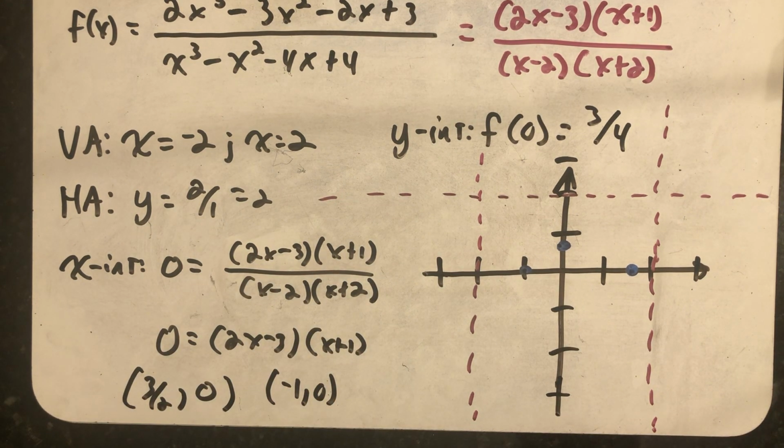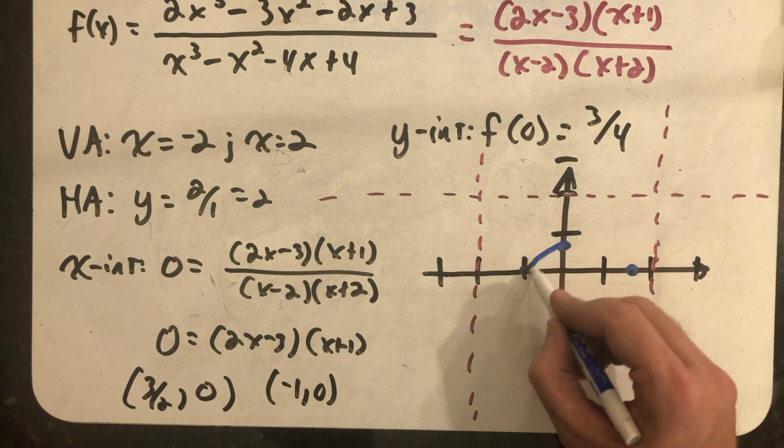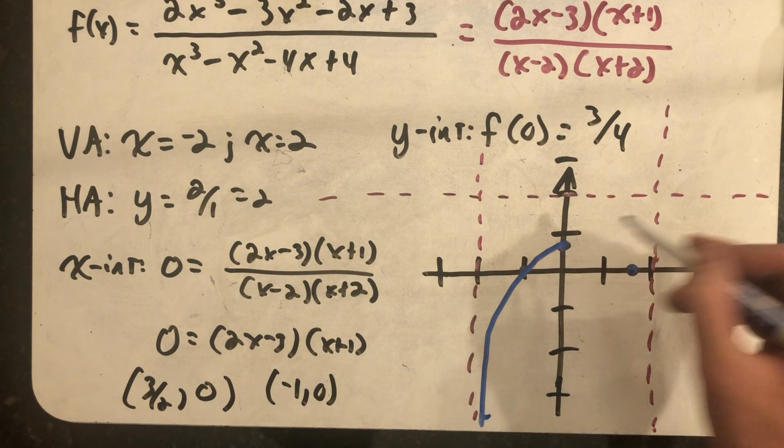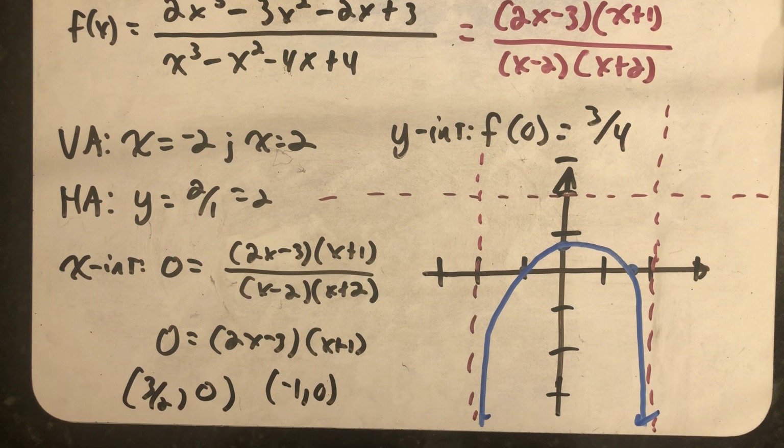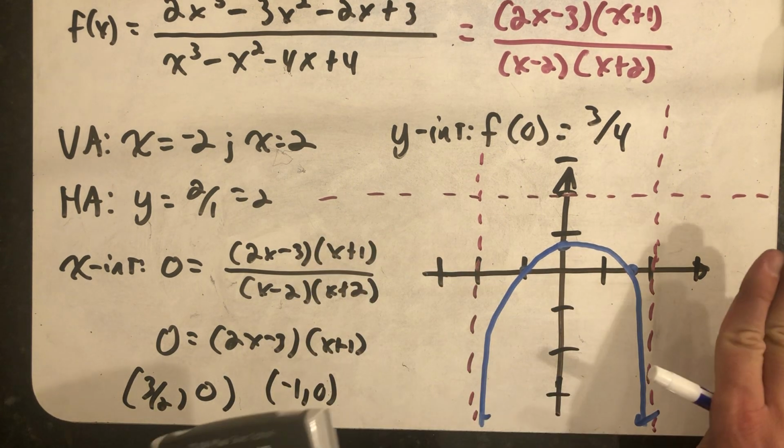All right, well, I need a table of values to help me out. In the middle here, though, I'm pretty sure my graph's going to have to go down towards its vertical asymptotes. All right, but let's pick some x's and find some y's to help us out here and out here.